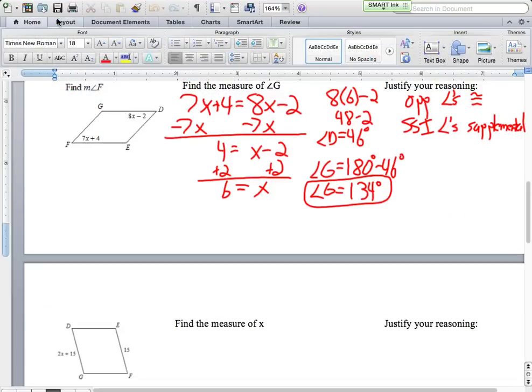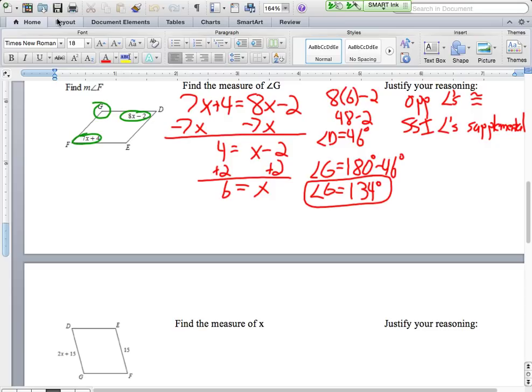All right, so this one was a little bit tricky. First, you had to recognize that these are opposite angles. We want to find the measure of angle G. So this is where the tricky part came in. Angle G is this angle. So first, we've got to use these two, angle F and angle D, to solve for x. They're opposite angles, so we know they're congruent. So we set them equal to each other. 7x plus 4 equals 8x minus 2. And we solve, we get x equals 6.